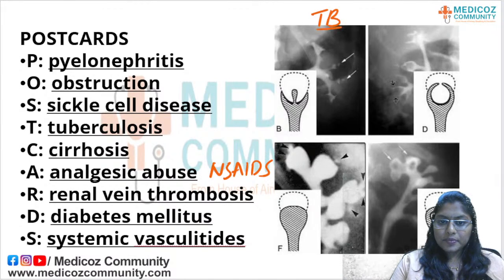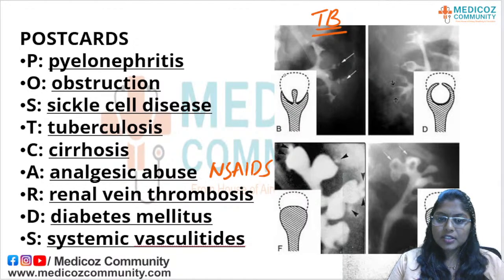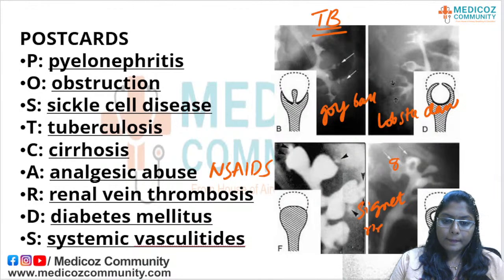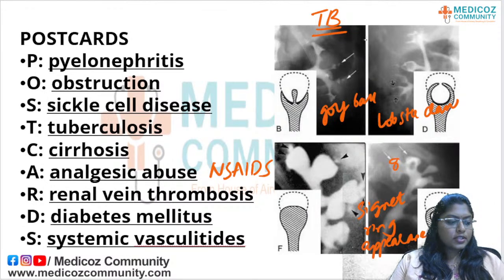The classical features in TB are golf ball on tee, this is the ball and this is the tee. There is a golf ball on tee appearance due to papillary necrosis. After a certain point of time, or in some cases, we will be able to see the infundibulum has grown into the papilla, this is the golf ball and this is the lobster claw. And this is the signet ring appearance. These three are very classical for tuberculosis and the sloughed papillae can be seen in the calyx as well, as you are able to see in this image.